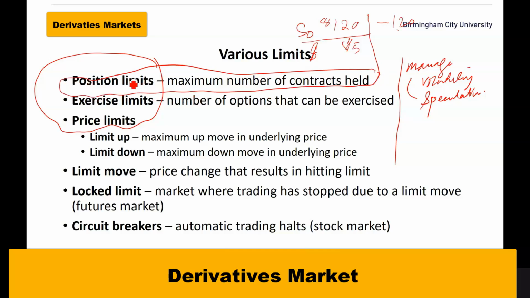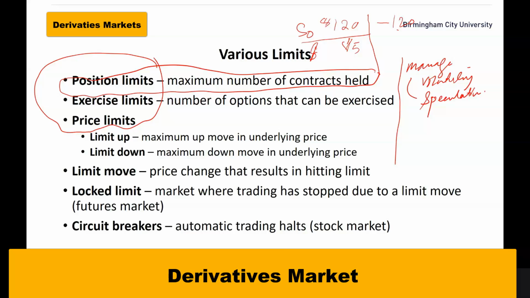So a position limit is how many of a particular type of contract, futures, forwards, options, call options, put options, that you can purchase on the exchange and keep with you at a time. So there are position limits: a single investor cannot hold more than a particular number of contracts on one side of the trade.